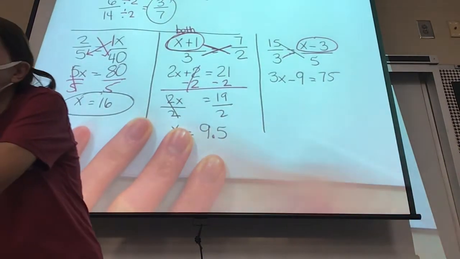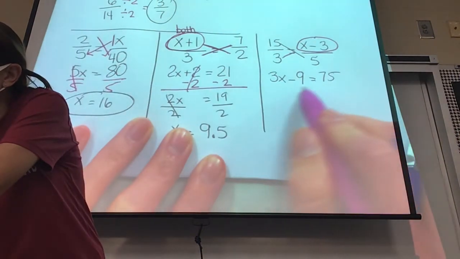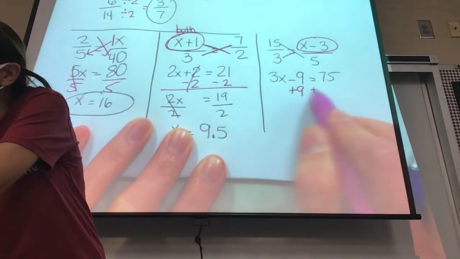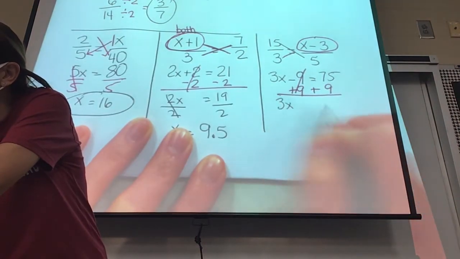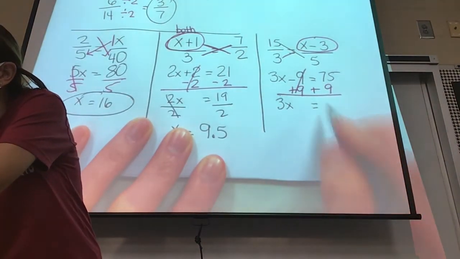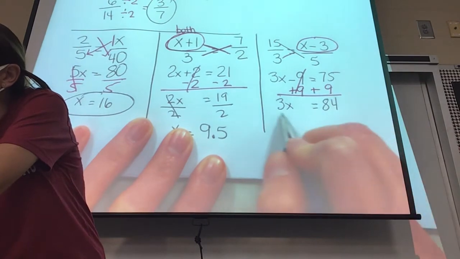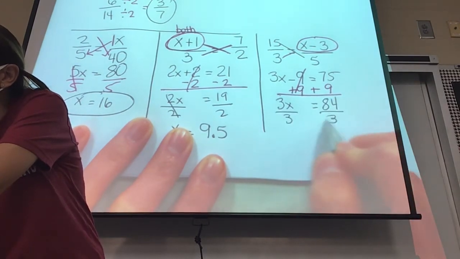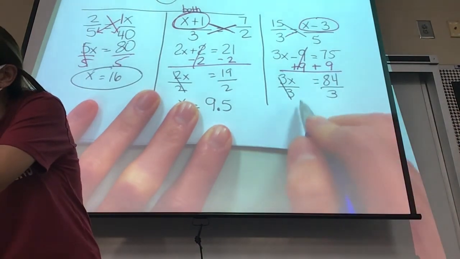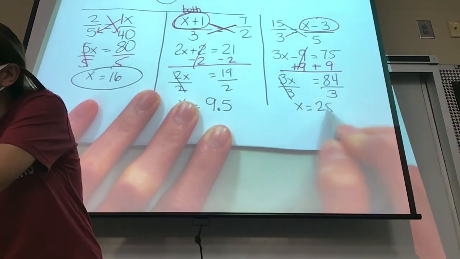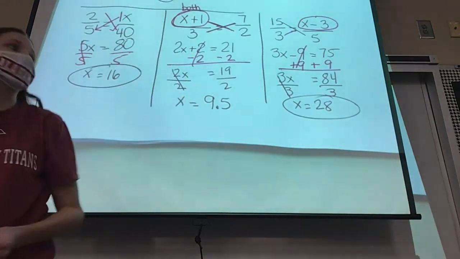So now, solve it. So now I add 9. So 75 plus 9 is going to give me 84. So now if you divide by 3, what was 84 divided by 3? 28. 28. So everybody's good.